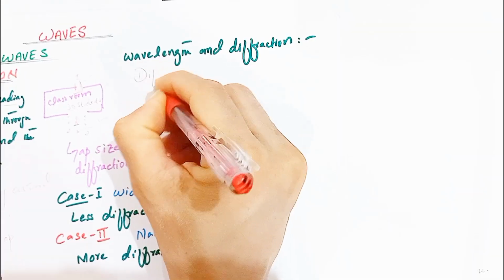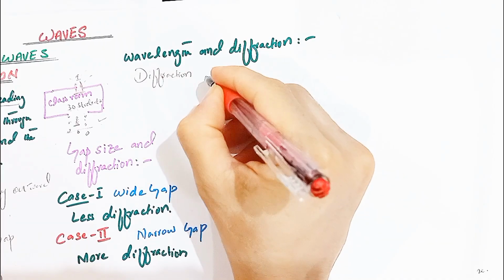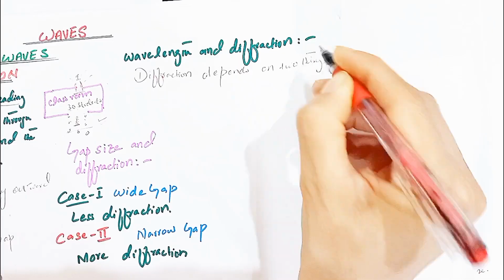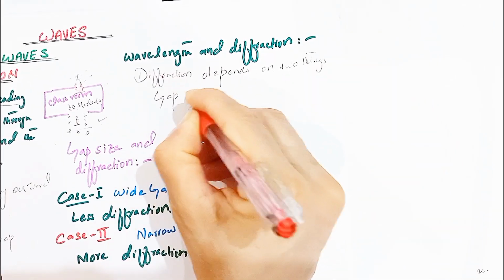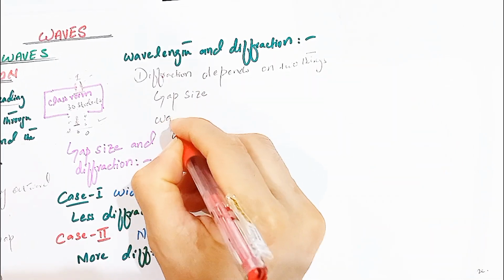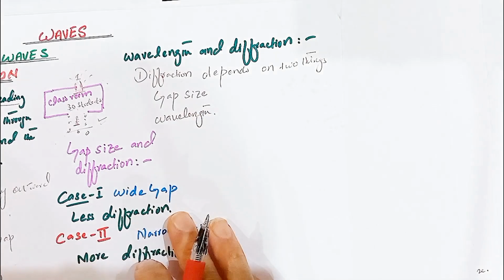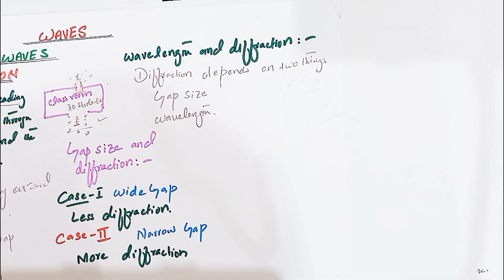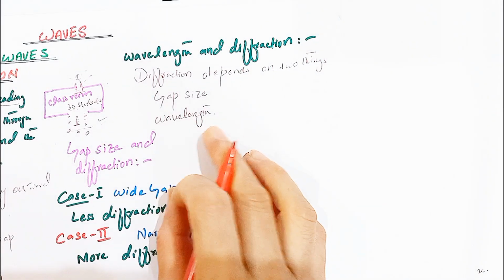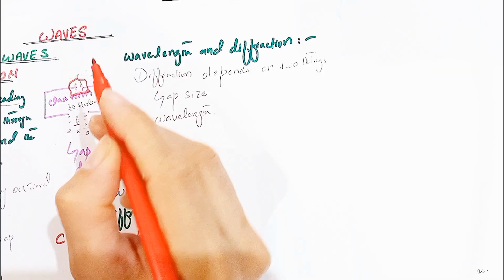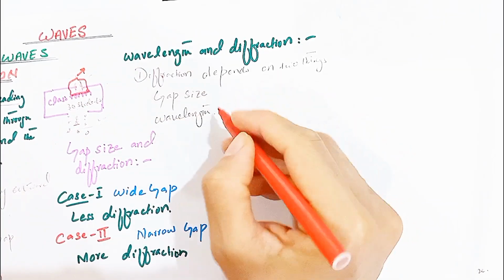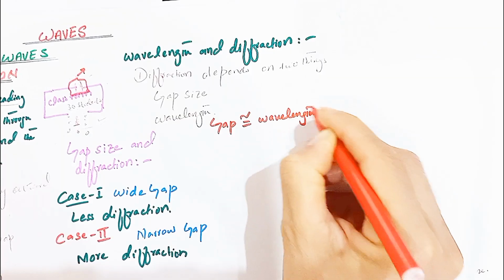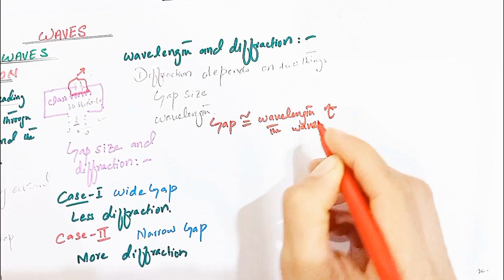Diffraction depends on two things. The first is the gap size, and the second is the wavelength. So diffraction depends on two things, the gap size and the wavelength. Diffraction occurs more when the gap is approximately equal to the wavelength of the wave.